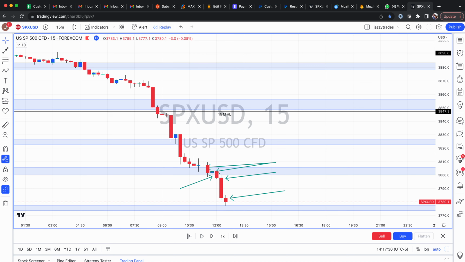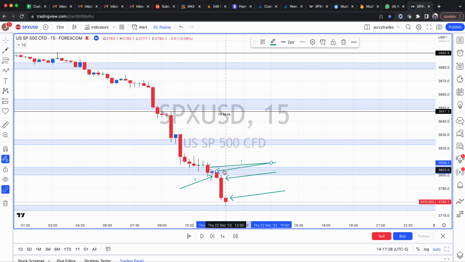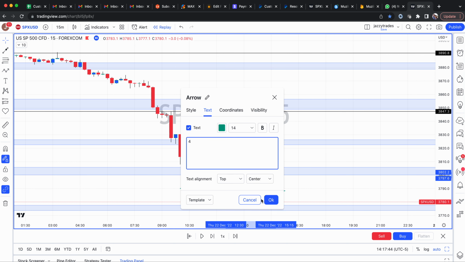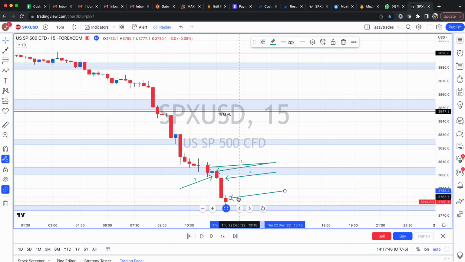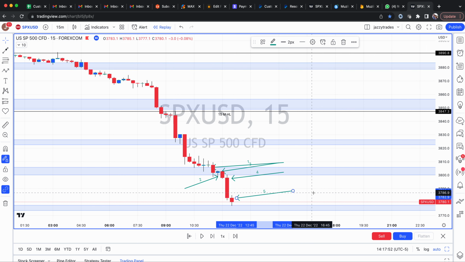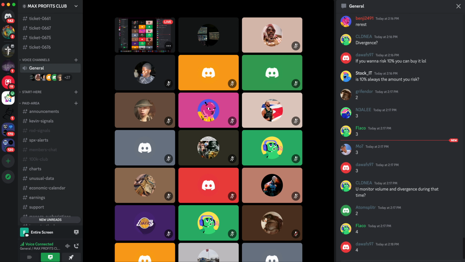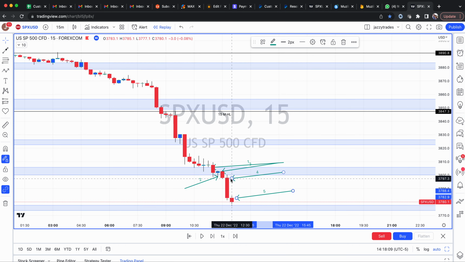Let me mark them so there's no confusion. 1, 2, 3. I want the safest answer, guys. Not aggressive entry. Safest answer. Which candle do we buy puts on? 1, 2, 3, 4, 5. Which is the safest entry? The most 99% chance, 9 out of 10 times it will work for us. Yeah. 4 is the answer, guys.